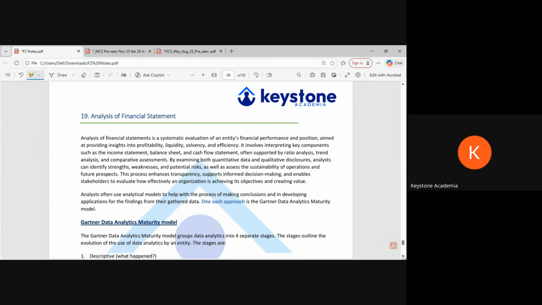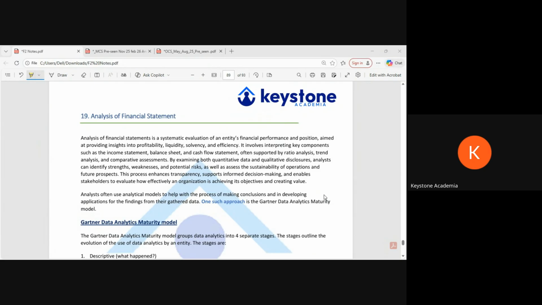Last one is analysis of financial statement. So when we are analyzing the pre-scene, if you remember, we are talking about specific ratios. And you must have seen a file of financial analysis of our research. There is a separate document. Did you guys check it?